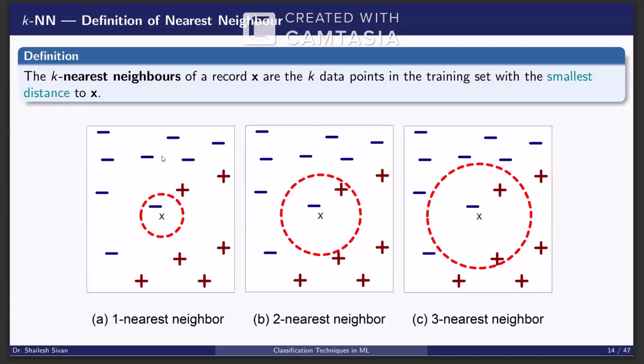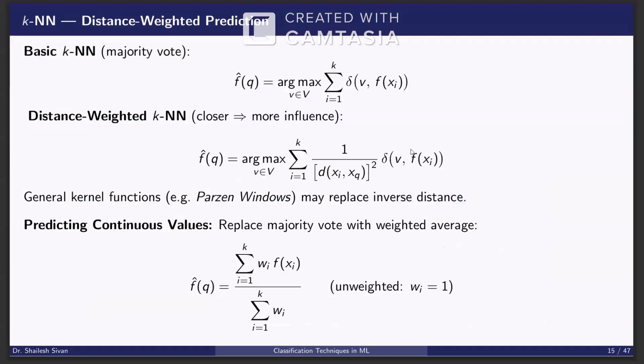See, the K nearest neighbors of a record X are the K data points in the training set with the smallest distance to X. So if this is the new observation, the testing data, and K equal to 1, we are considering only one neighbor. If you are considering two neighbors, we choose two nearest neighbors. And if three, we consider three nearest neighbors. And what is the criteria for predicting a particular class?